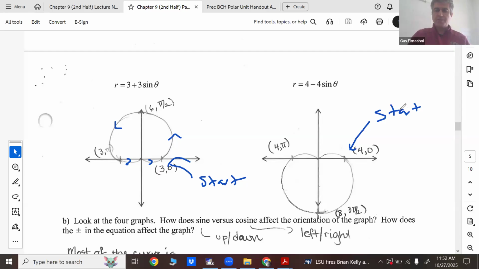And let me think here. If I plug in, yeah, it hits a pole. That's at 0 comma pi over 2, because you're plugging in pi over 2, your R value is 0, because sine pi over 2 is 1 and 4 minus 4 is 0. So it's going like this. Yeah, so it does that. Yep. Okay.